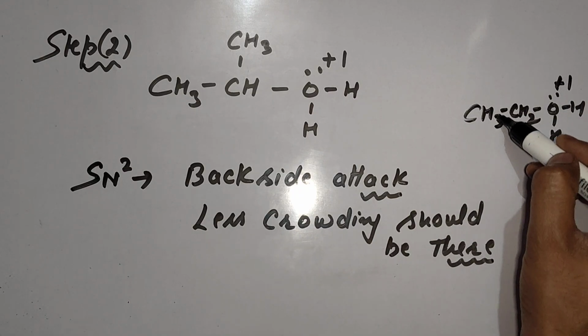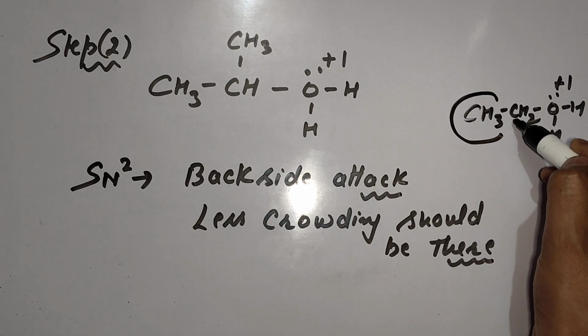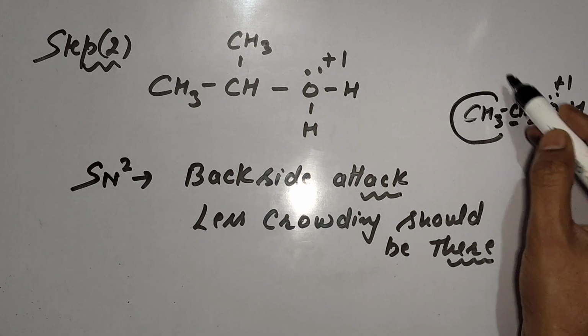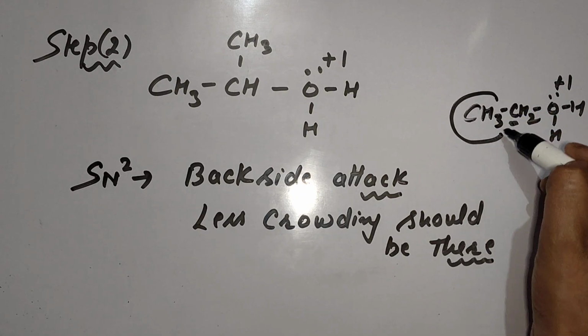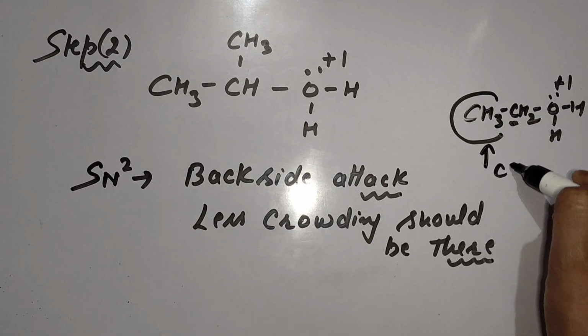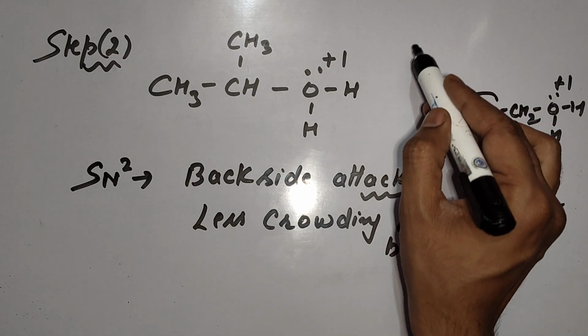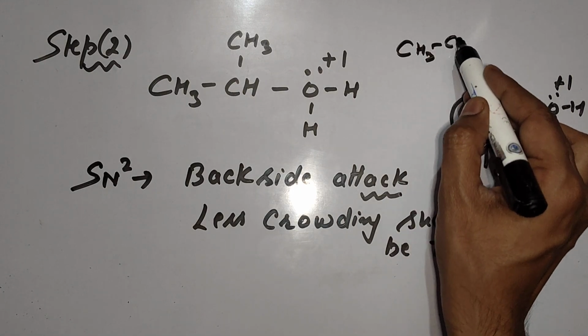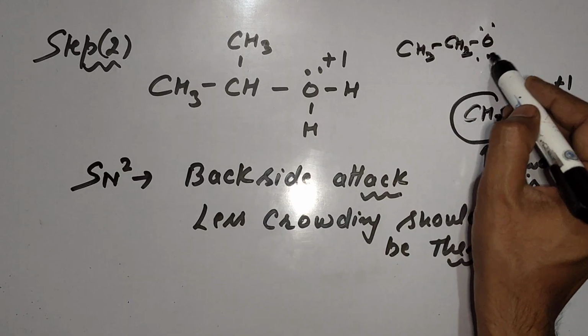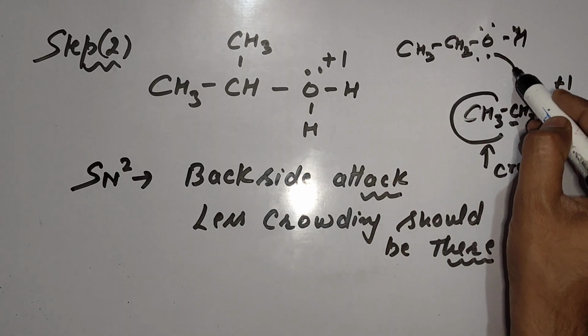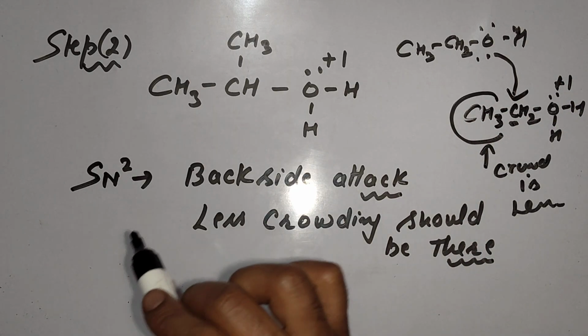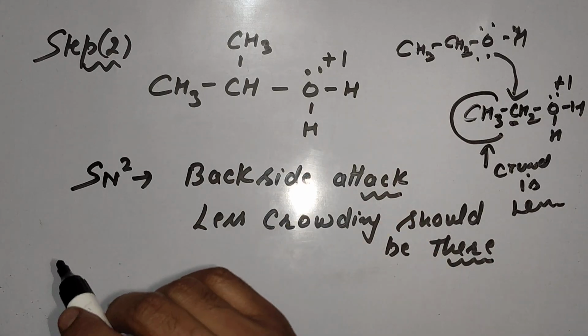protonated. Here, this is the carbon which will be attacked by another molecule. You can check here, crowding is less. That's why another molecule of ethanol can easily attack from the backside. That's why the SN2 mechanism was happening.